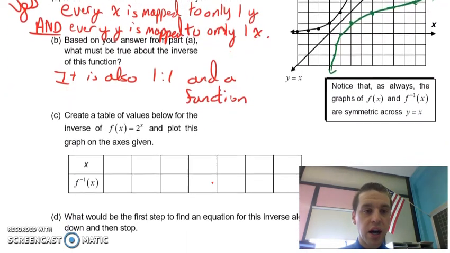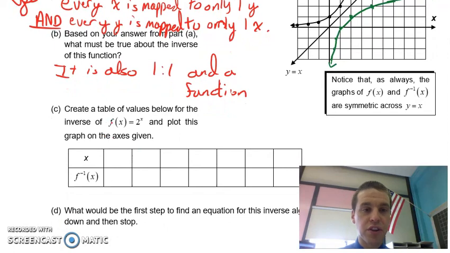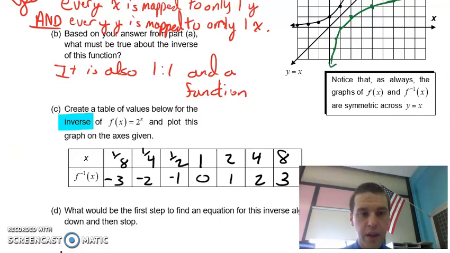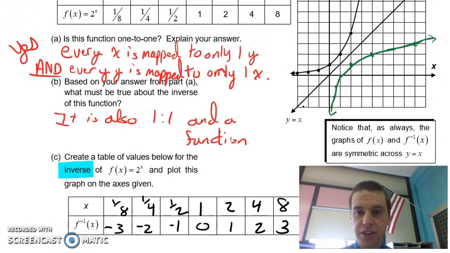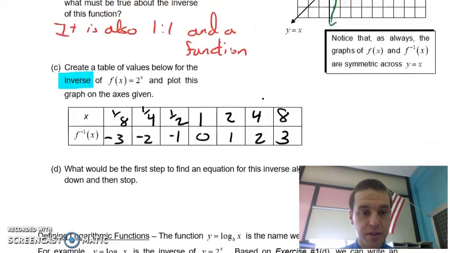The next thing I need you guys to do is create a table for the inverse. Now, the inverse, let's not forget, is also created by switching the x and y coordinates and reflecting over the line y equals x. So that's what you're going to do right now. And so we have the points, and you'll also notice that the graph is reflected over the line y equals x, which we talked about in previous units.